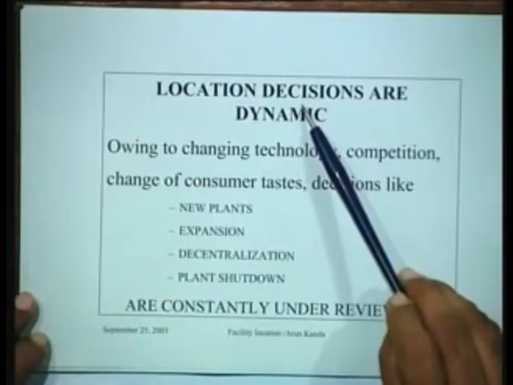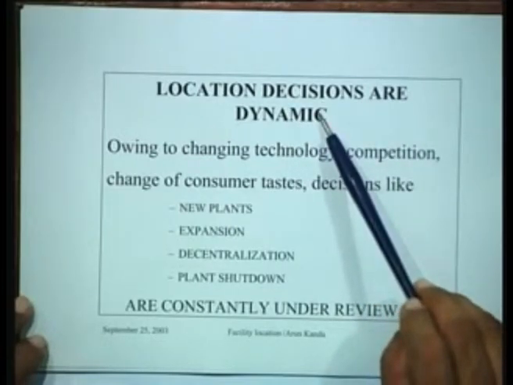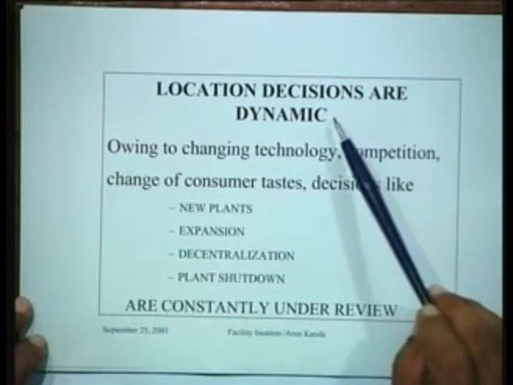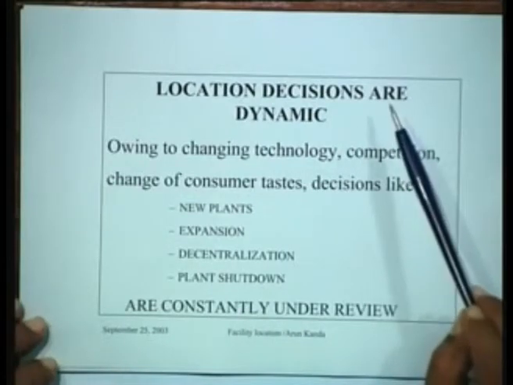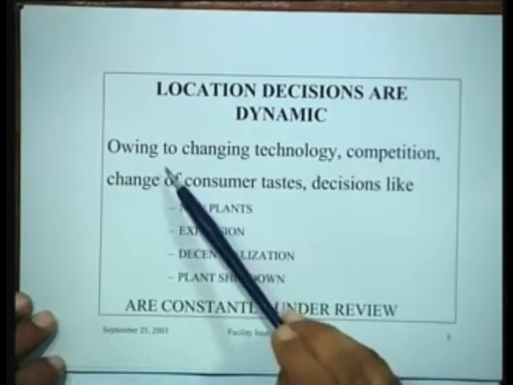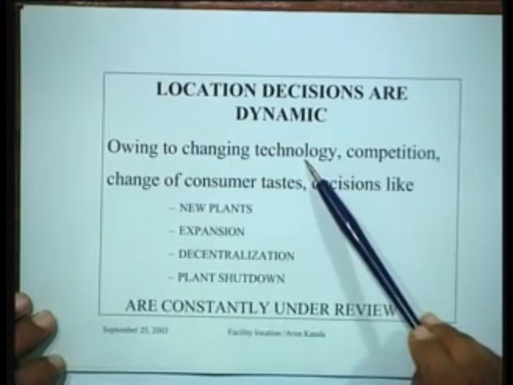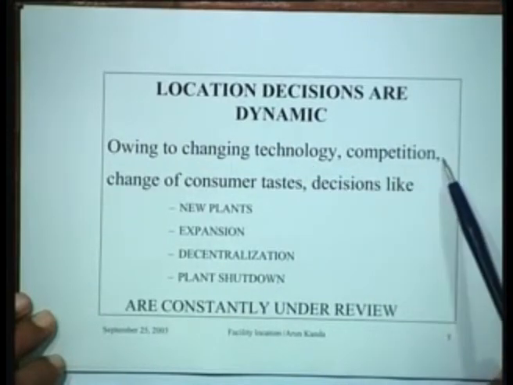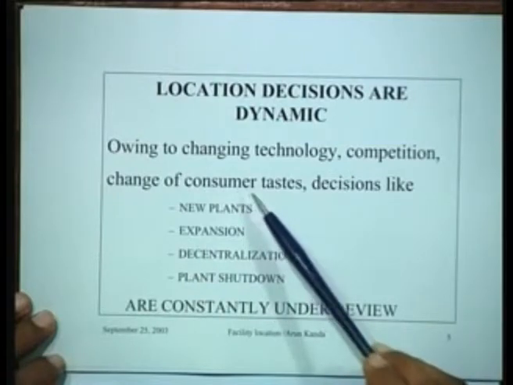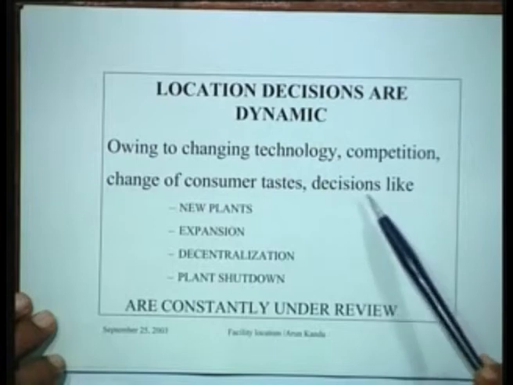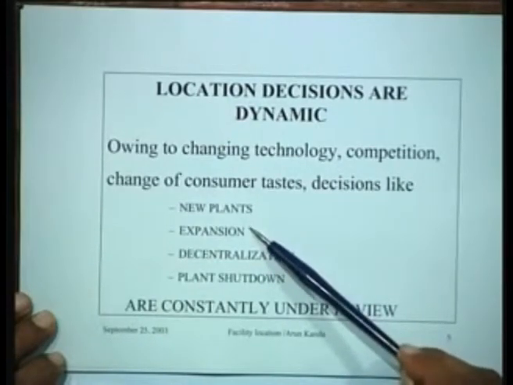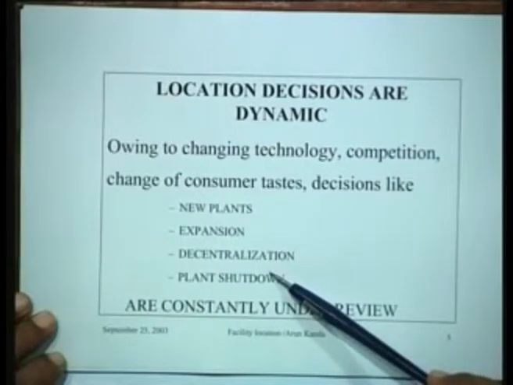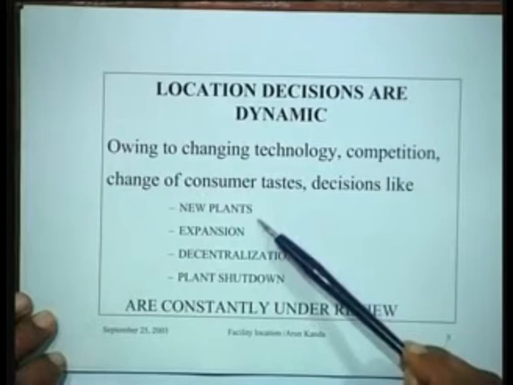Another important thing to realize is that location decisions are dynamic decisions, which means that it's not that you take a decision once and there is no further decision to be taken. It's not a one-time decision. Decisions can change, and these changes could be owing to changing technology, the changing nature of competition and different competitors on the scene, change of consumer tastes. All these things in fact force us in making the various decisions about new plants, expansion, decentralization, plant shutdown. All these decisions are constantly going on.